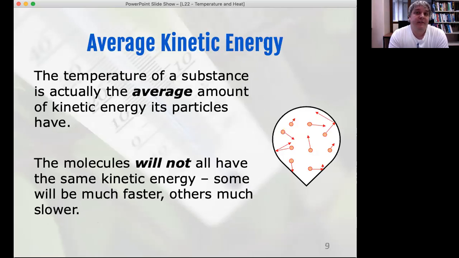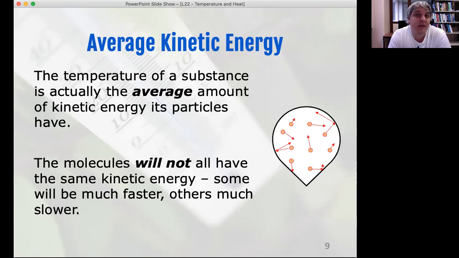The temperature of a substance is the average amount of kinetic energy its particles have. There is a formula that relates kinetic energy to temperature. We're not going to bother with that formula specifically. We're just interested in this relationship between the two. Feel free to look it up. It's not complicated, but it's just a little bit extra, and we didn't really need it for the understanding we're going for. So the average amount of kinetic energy of all the particles in a substance is what we call the temperature of the substance.